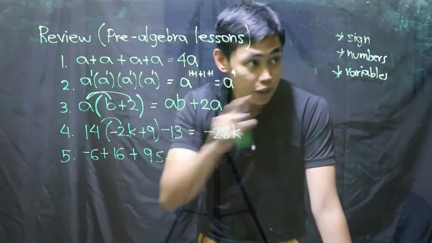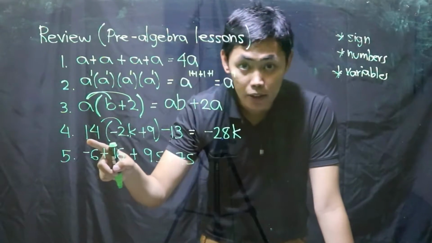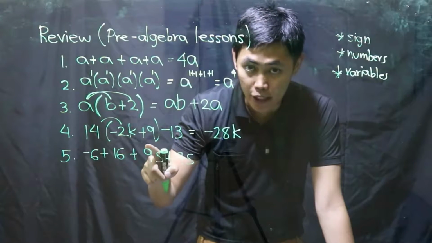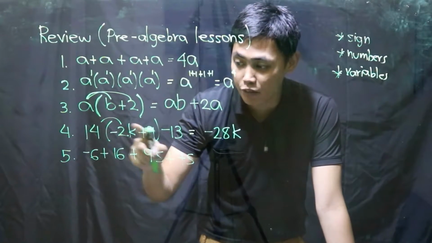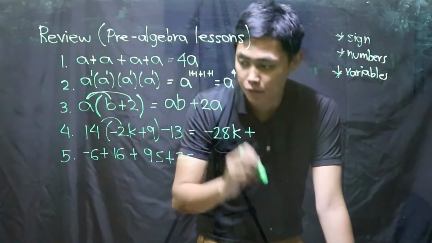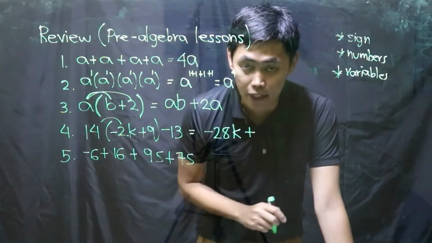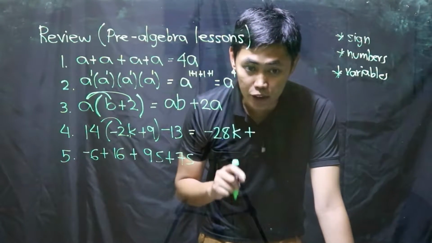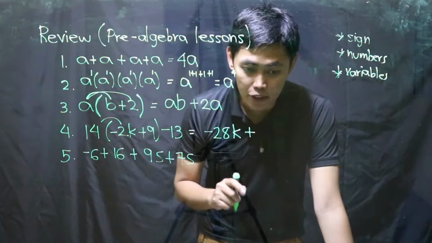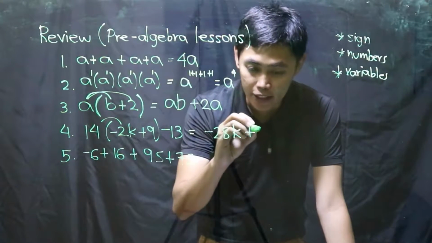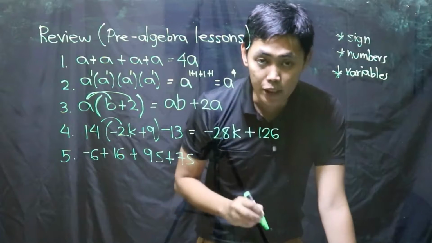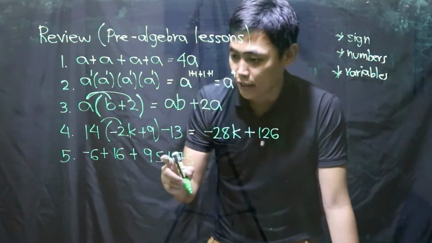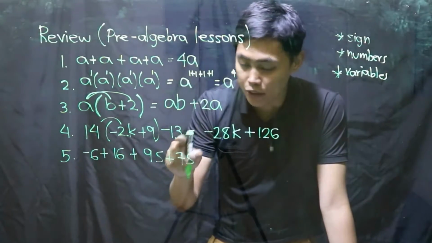Next, the sign of 14. Is this positive or negative? Positive. How about this? Positive or negative? Positive. So positive times positive is positive. How about 14 times 9? So 14 times 9 is 90 plus 36, that is 126. Alright? So 126. Now we have minus 13.